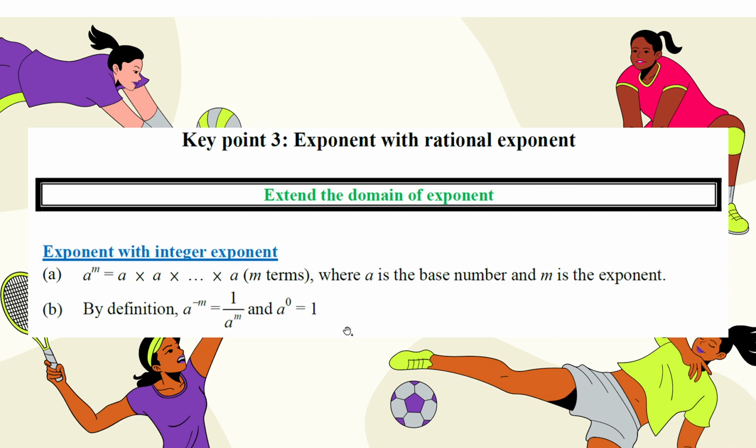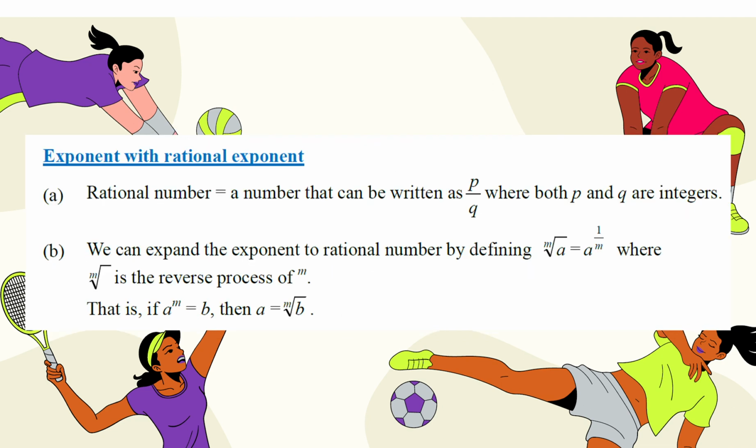So all the integers have definition, and then we want to extend it to rational number. Do you remember what is rational number? A rational number can be written as p over q, where both p and q are integers. Okay, then we want to extend the exponent to rational number, just 1 over q. What do you mean by 1 over q or 1 over m?